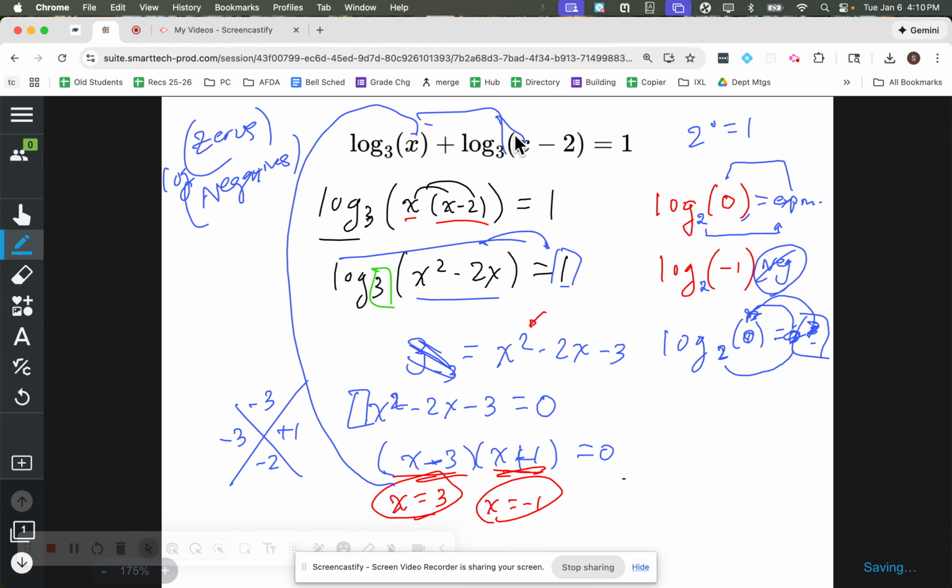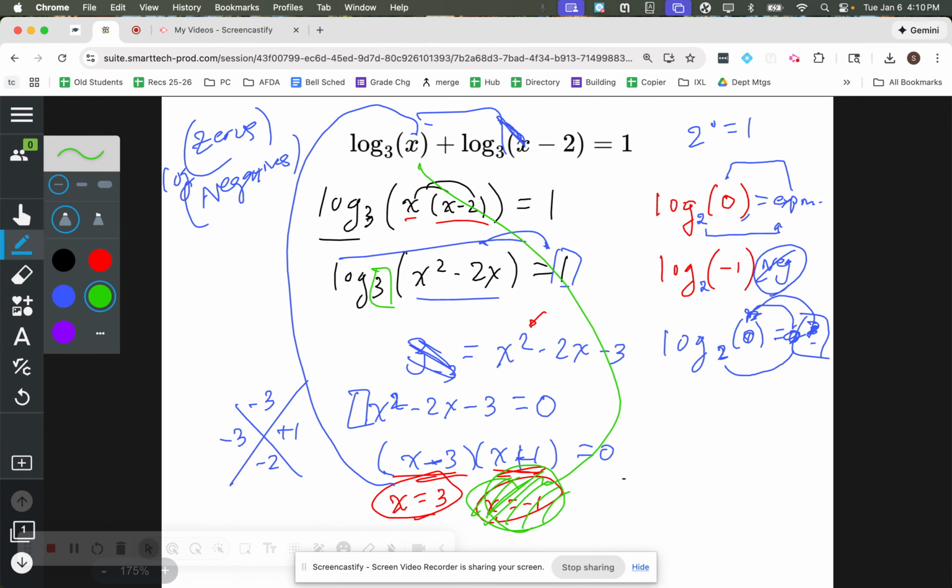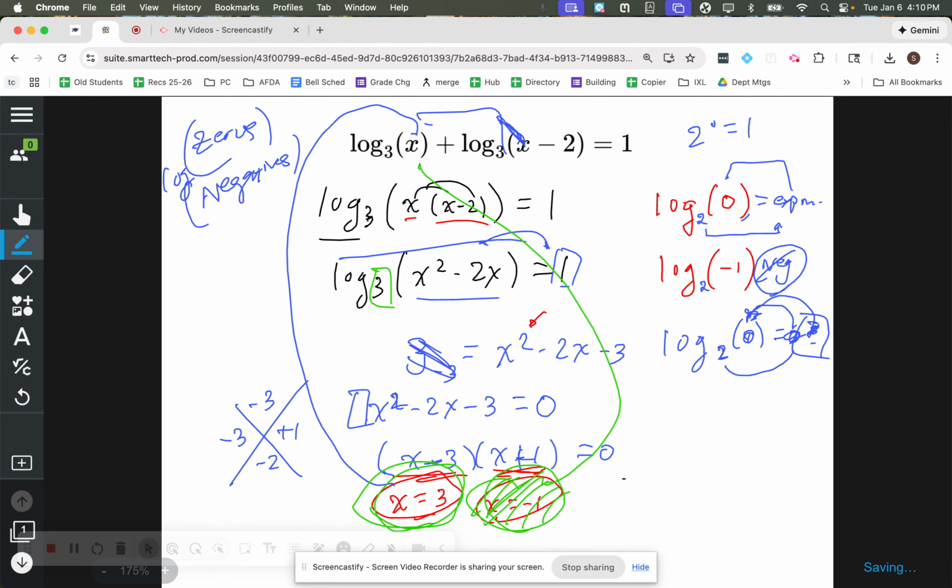Okay, 3, not a problem. 3 minus 2, oops, not a problem. Good. -1, that's a problem. This is an extraneous solution. So the only solution to this equation is x equals 3.